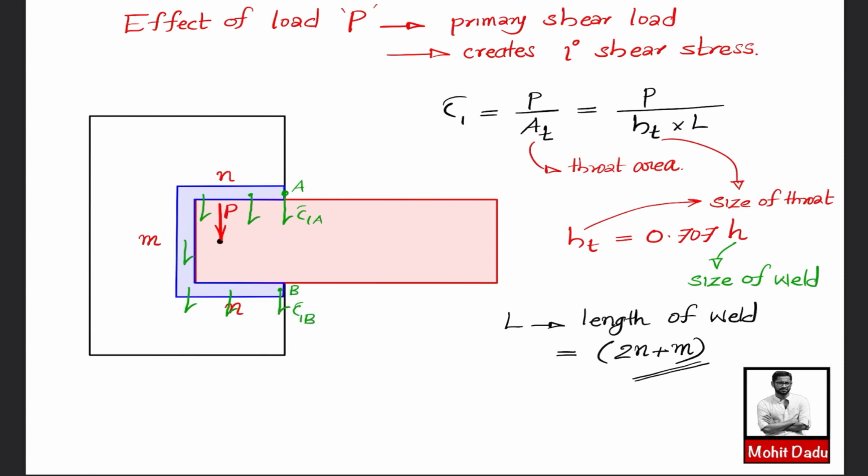So if you have some point here, this will be equal to tau1b, and this tau1a and tau1b will be the same. So this tau1a will be equal to tau1b, and the magnitude you can evaluate using P divided by ht into L. Finally I will be showing all the equations in the data book. So this is the way you find the effect of primary load, that is the primary shear stress.